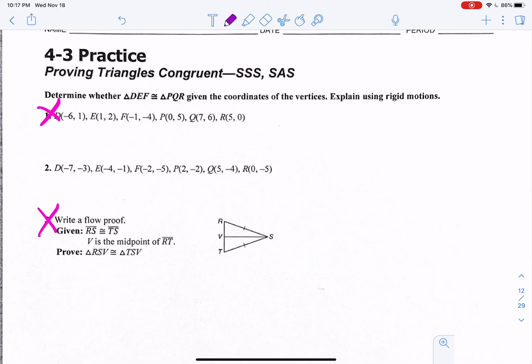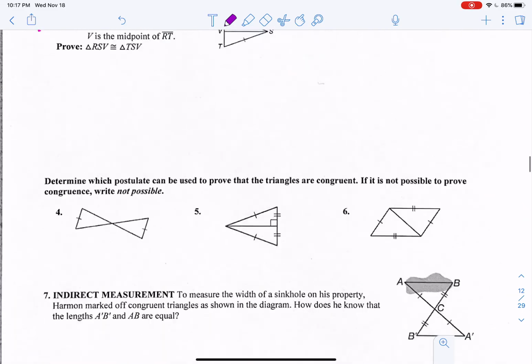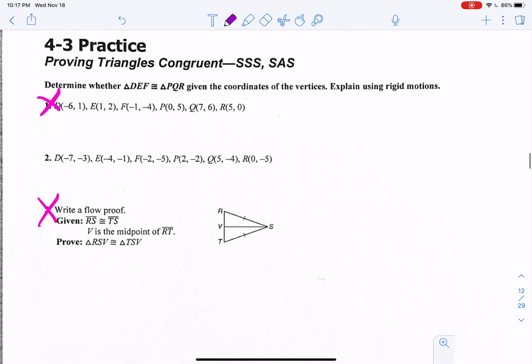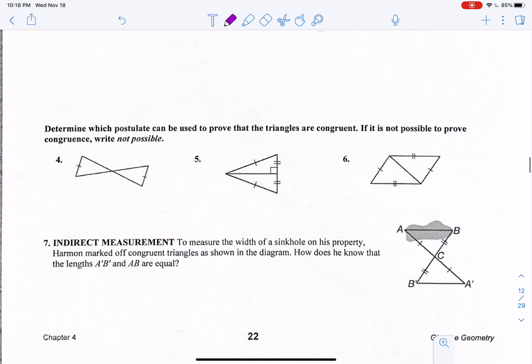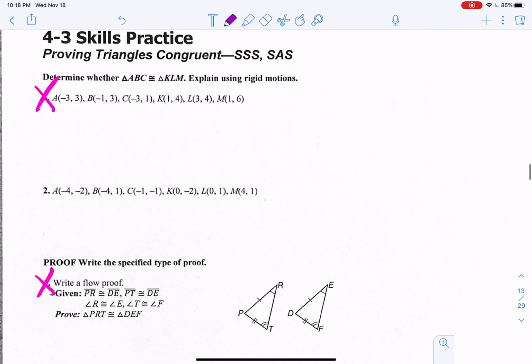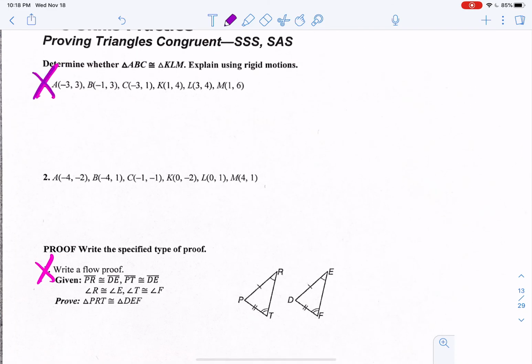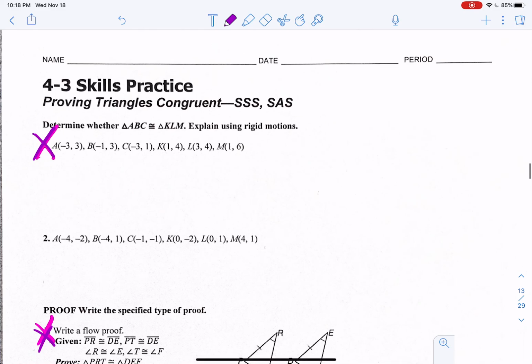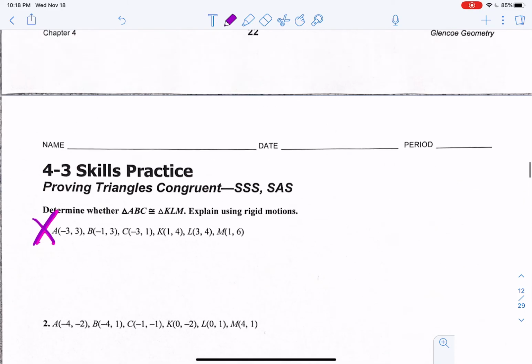Homework, you guys have 4-3 practice and skills practice. I lumped off 1 and 3 on practice. So you only have to do one of those distance formula ugly things on number 2, or on this side. And then I'm pretty sure I did the same thing on the second page. So you can lump off 1 and 3 on skills practice as well. So you only have to do 6 sets of distance formulas on the backside instead of 12.